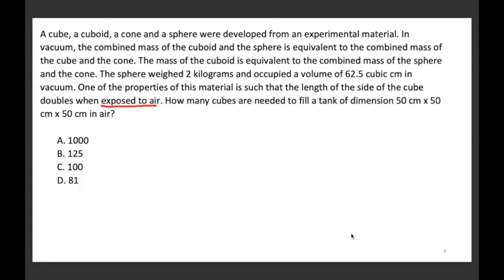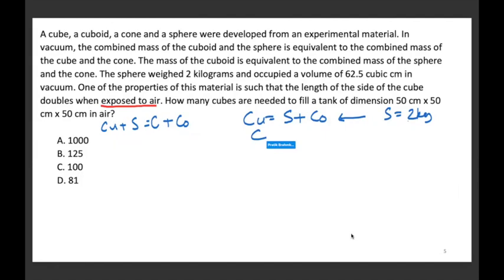So here we'll write all the conditions. The combined mass of cuboid plus sphere is equal to the combined mass of cube plus cone. What we also know is the mass of cuboid is equivalent to the combined mass of sphere plus cone. And we know the sphere's mass is 2 kilos. We'll replace the sphere's value here. So cuboid will be equal to 2 kilos plus cone. Then the sphere's value and this equation will replace here in this equation. So cuboid is 2 plus cone. The sphere's value is 2 kilos.